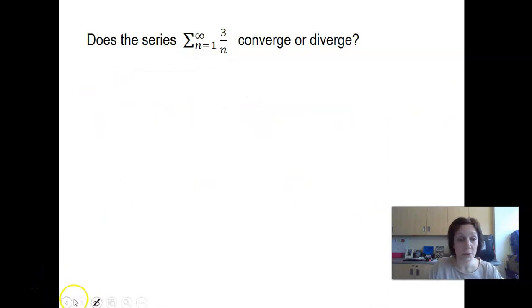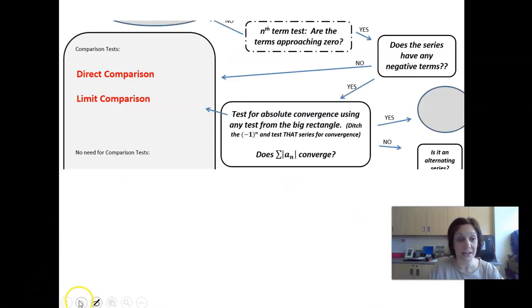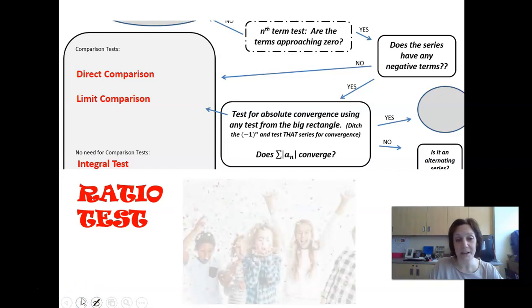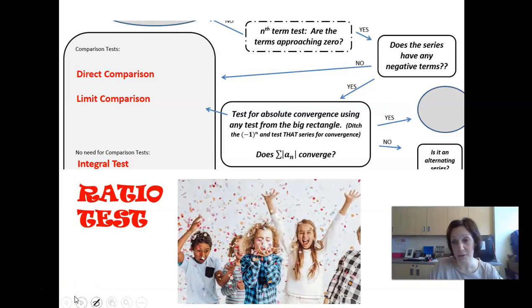So, on your flowchart, let's add the integral test under no need for comparison tests. Don't need a comparison. Okay. Also, let's just go ahead and add now, under no need for comparison tests, the ratio test. Now you may notice that the ratio test got a fancier, much larger font. There's a reason for that. It is hands down the best test that has ever existed. Okay?